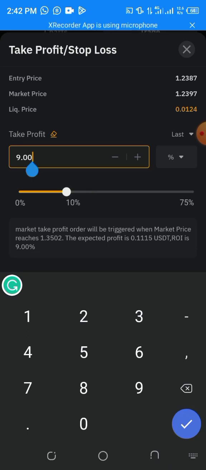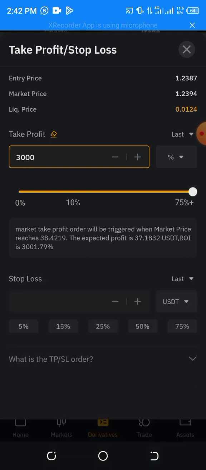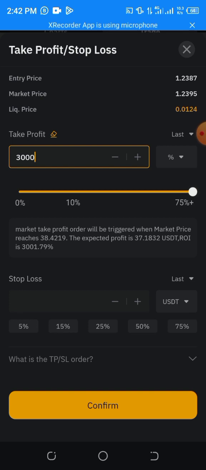A lot of people, when they hear futures trading, like to see 3,000%, 1,000%. So say 3,000%: for you to make that, the market would have to reach a price of $38, which would be something like 20-30 something. It could even happen this year. And you're seeing the expected profit should be $37.